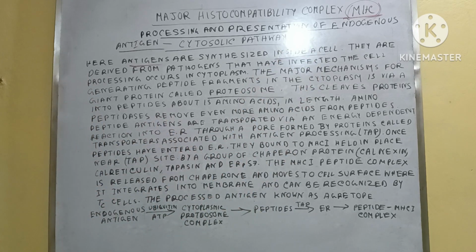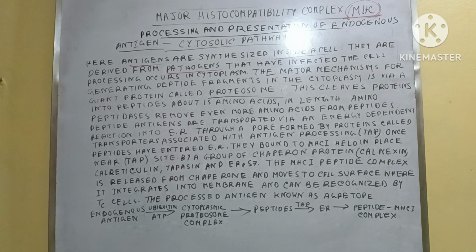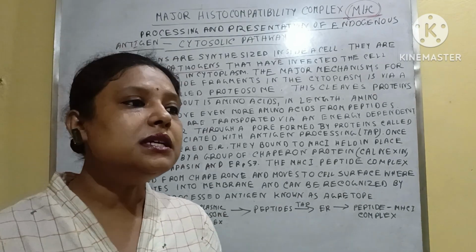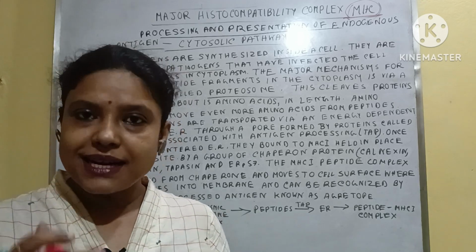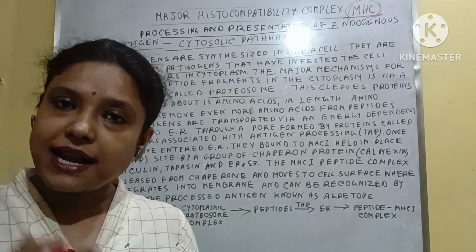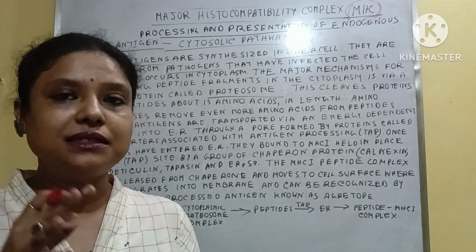They are derived from pathogens. Pathogens means bacteria or viruses, etc., that have infected the cell. So what happens here? First the cell is infected by the pathogens, and then the toxic antigen is released within the cell. Clearly understand that.